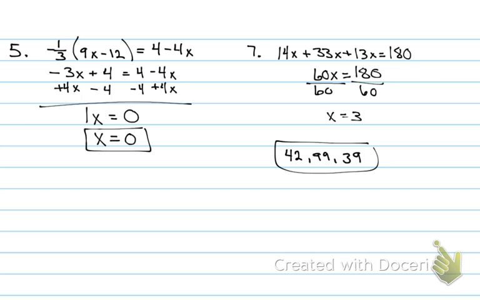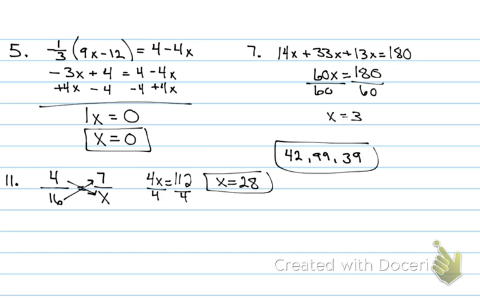Okay? Another question I'm getting is number 11. Number 11, if they're similar, you can set up a proportion. You must set up a proportion on this problem in order to solve. So for the smaller triangle, we have 4 over 16. For the larger triangle, we have 7 over some number that we don't know. So now we can do cross products to solve and get 4x equals 112, and divide both sides by 4, and x equals 28. Okay, so make sure you have a proportion for number 11.